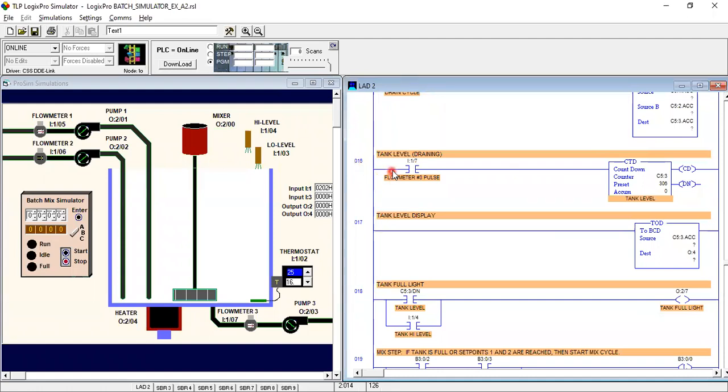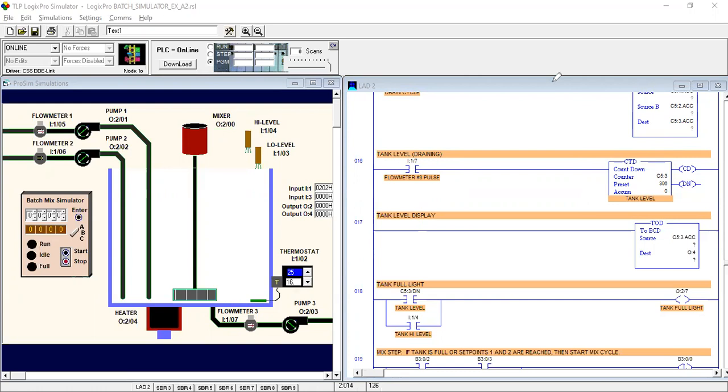In rung 16 we have to connect the tank level draining. Flow meter 3, as you can see, this is our flow meter 3, with the same addressing here, and this is already working for our CTD, counter down.